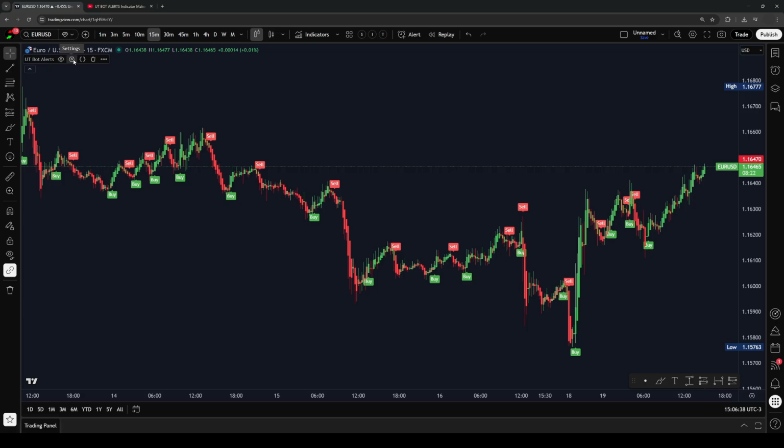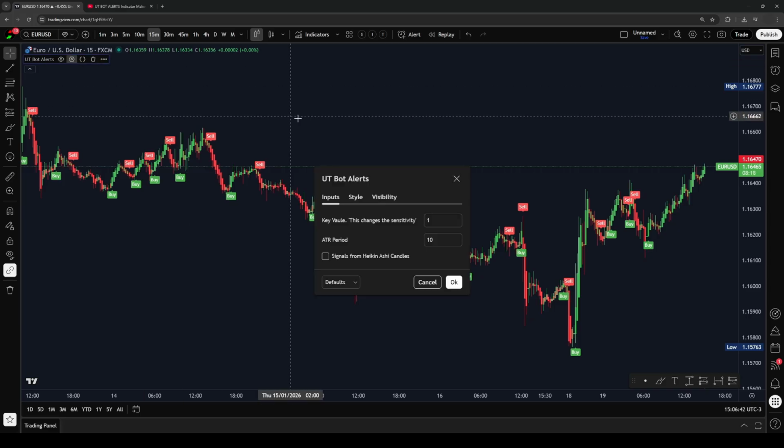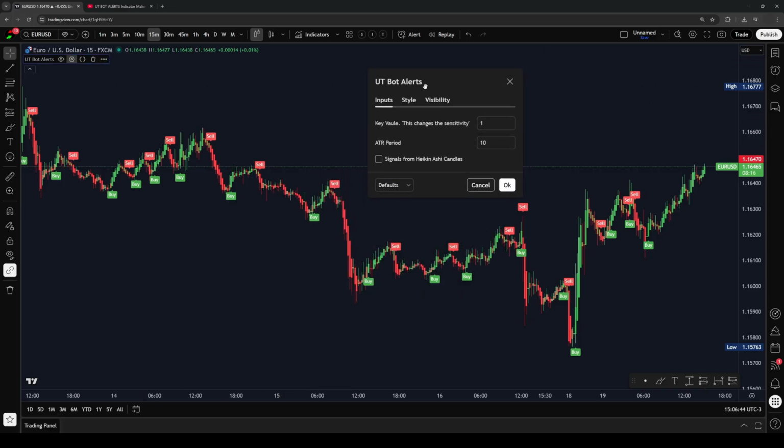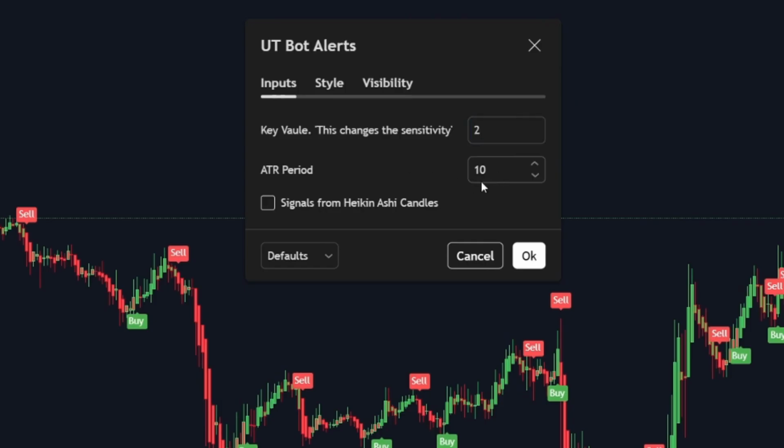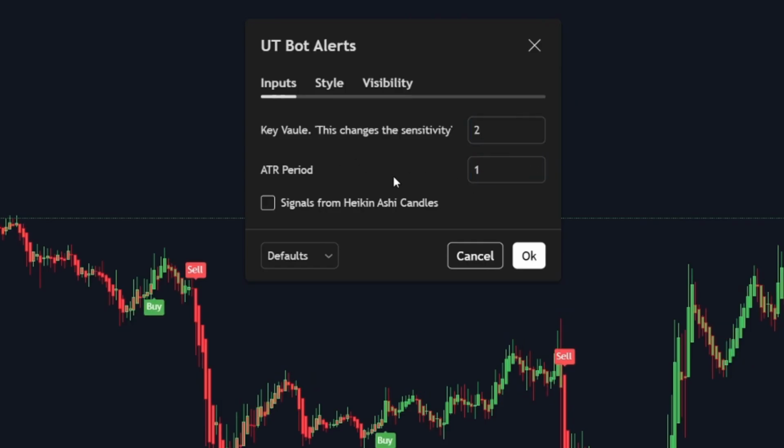Before looking at the signals, open the indicator settings. Set the key value to 2 and the ATR period to 1. These settings make the signals more responsive to short-term price movements. Now let's look at how the signals work.